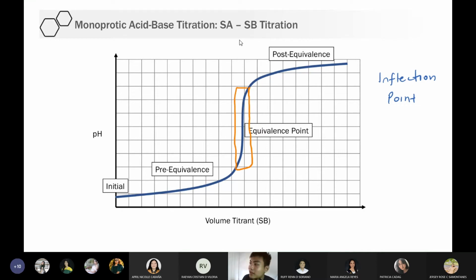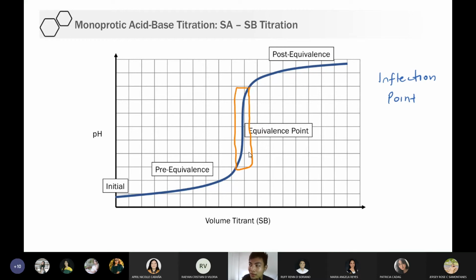Okay? So, yan yung ating curve. Okay? So, yan. Again, there are 4 stages in the SASB titration: initial, pre-equivalence, equivalence, and the post-equivalence. The unique characteristic of this curve is that we have an inflection point. In the inflection point, there is a sudden change in the slope of the curve. And in this region, we will find the end point or the equivalence point.